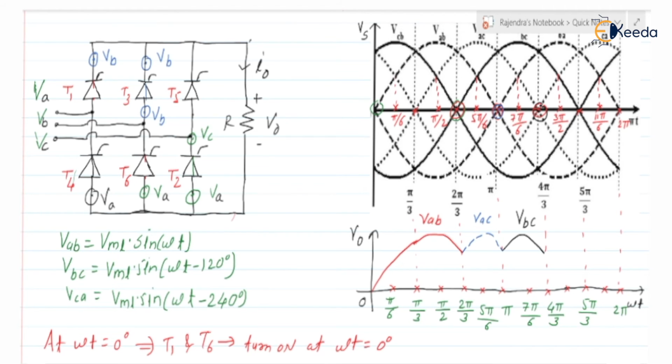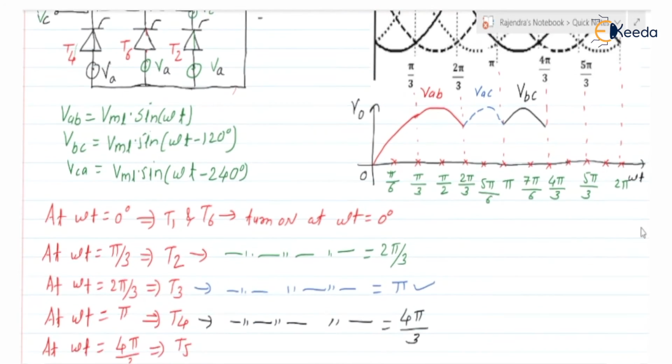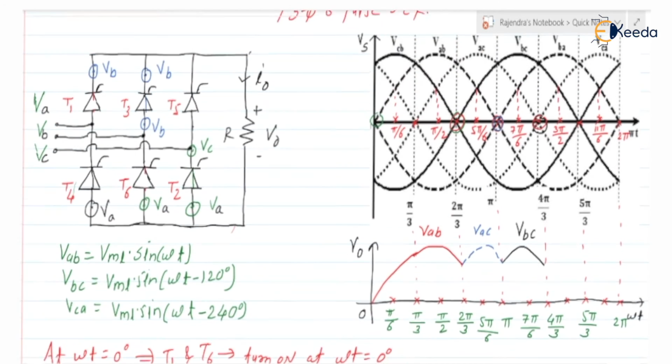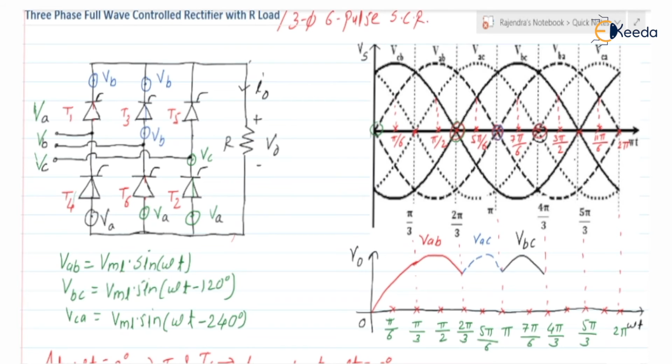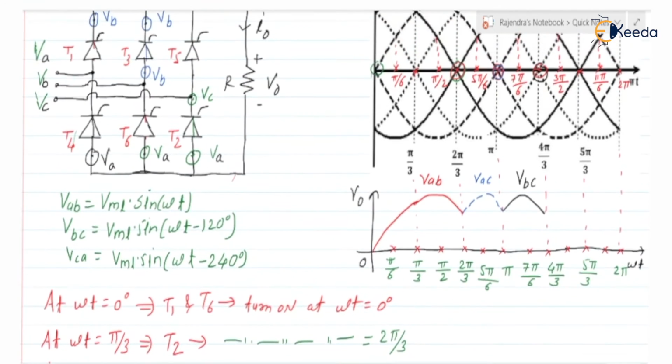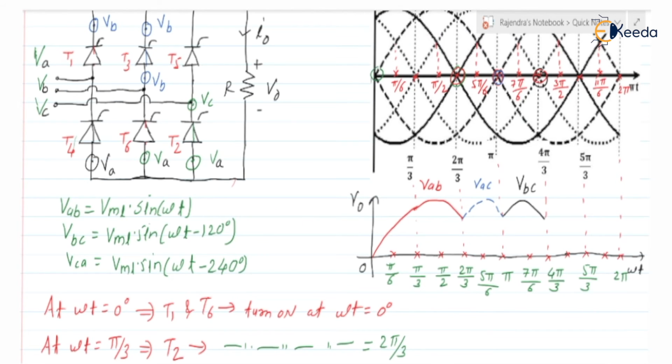VAC. So if you check after 4 pi by 3, what is the VAC? VAC means this waveform. After 4 pi by 3, it is negative. So VAC negative means what? Our thyristor T2 will turn off, right? Because thyristor T2 will feel the reverse voltage, and thyristor T2 will turn off.